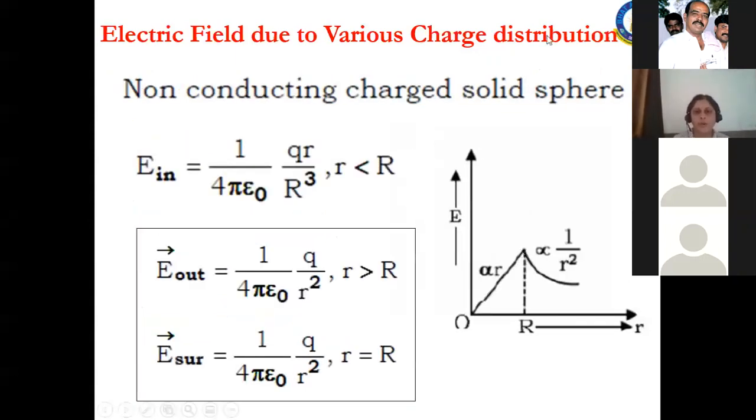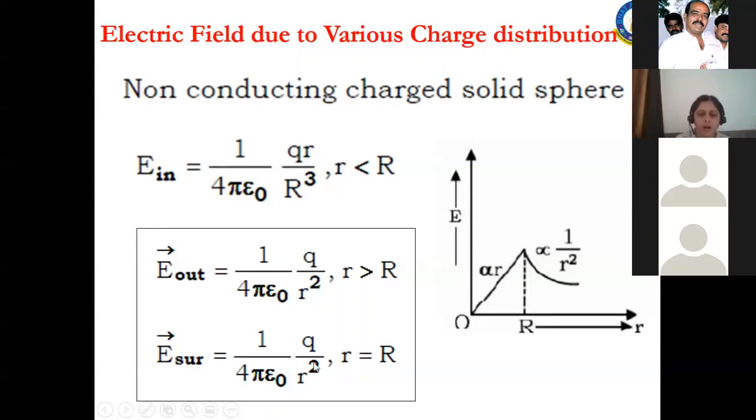So, electric field due to various charge distributions. Now coming to solid sphere. In case of a solid sphere, we have E inside, E outside and E on the surface. For all values of r less than R, between 0 to capital R, there is a linear variation. E inside is equal to 1 by 4 pi epsilon naught Q r by R cube. So here E is directly proportional to r. Therefore, we get this straight line passing through the origin.